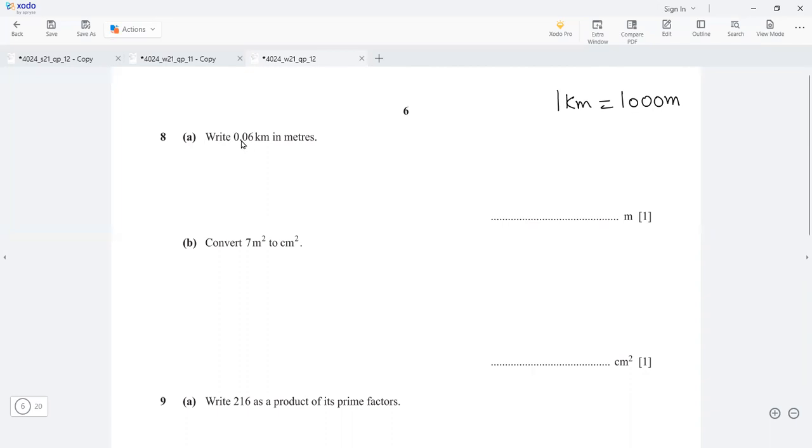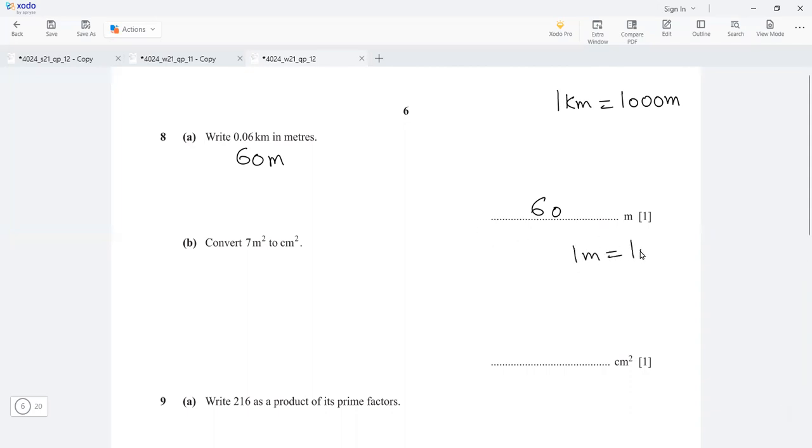So the two digits are basically 0 and 6, and we have to move the decimal one more digit towards the right, so it will be 60 meters. So 60 meters will be our answer for part A. So what about the next one? I've already told you we have to know the conversion rate.